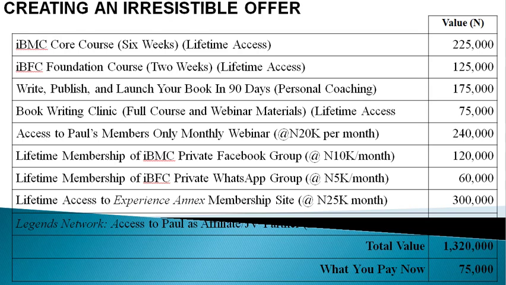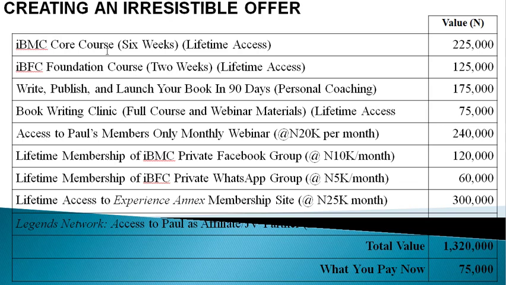I'm making it clearer now. Look at this. The total value here is 1.32. If you want to call these dollars or naira, the Nigerian currency, all right, 1.32 million, and then what you pay is only 75,000. So you can see that this is far less than 10% of this, which is a very, very irresistible offer. All right, this is what the customer gets.